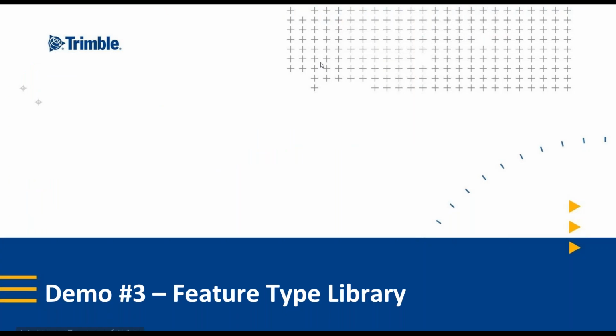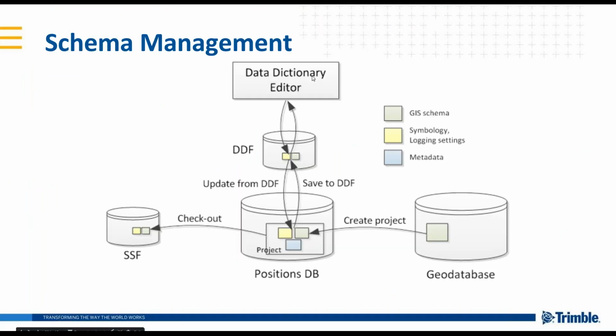All right. So that was the highlight of the new release, the feature type library. It is important to remember how schemas are managed. When you first create a project, we take the Esri schema and we store a representation of it in the Positions database. And then when you save it out to the DDF, the DDF has a representation of the schema. If you edit that schema, or you've edited the symbology, the update from DDF store button is what stores that definition back in the Positions database such that it's available for checkout.